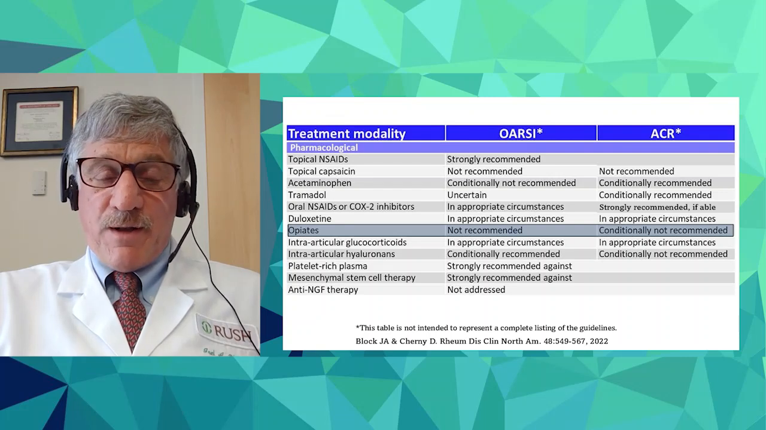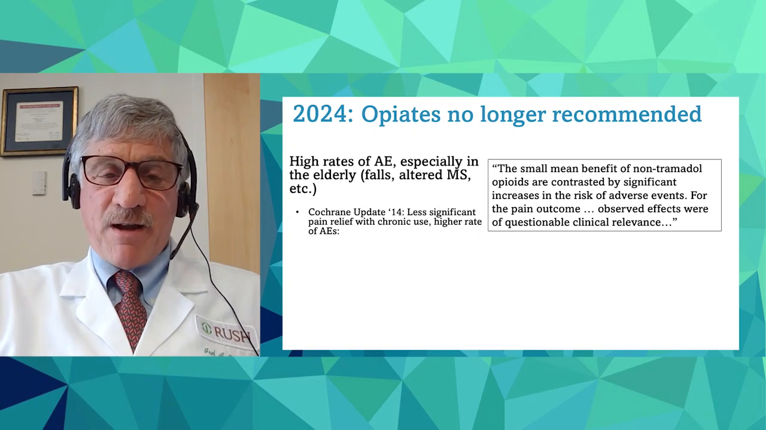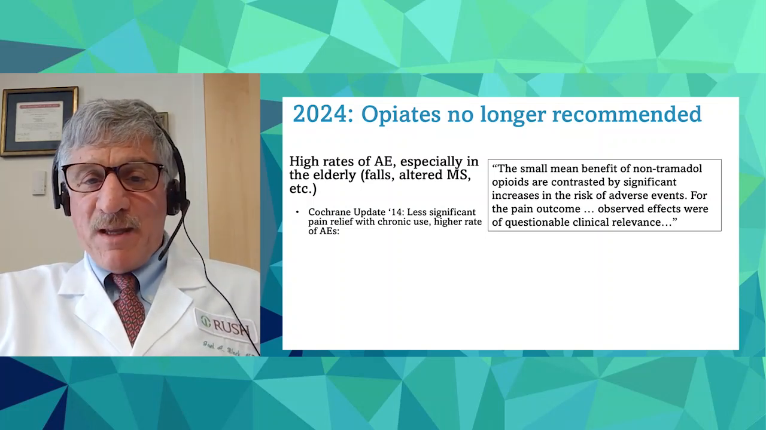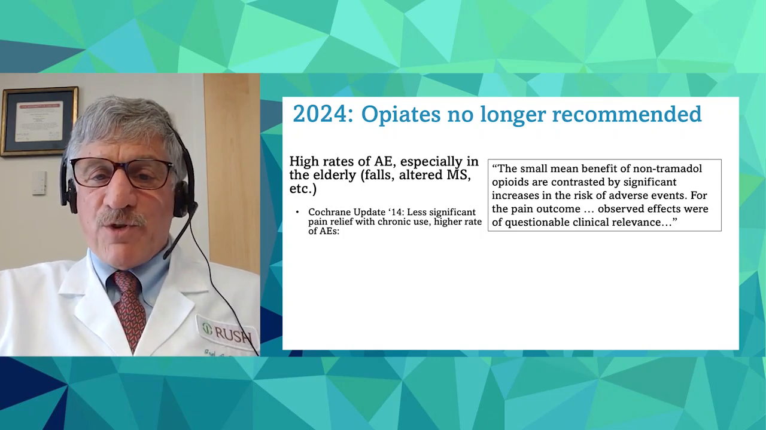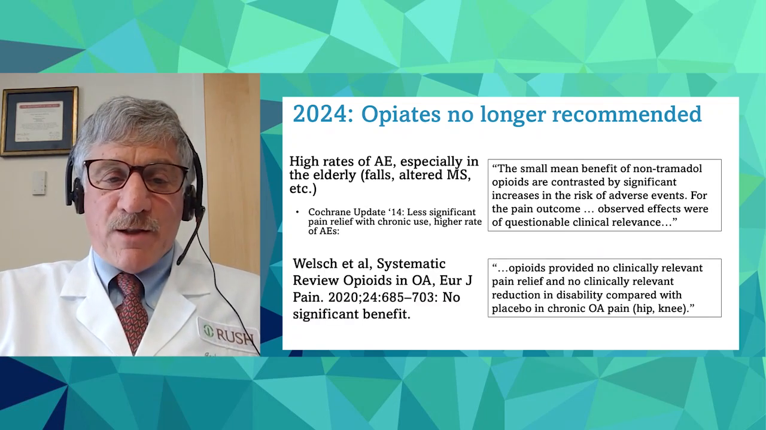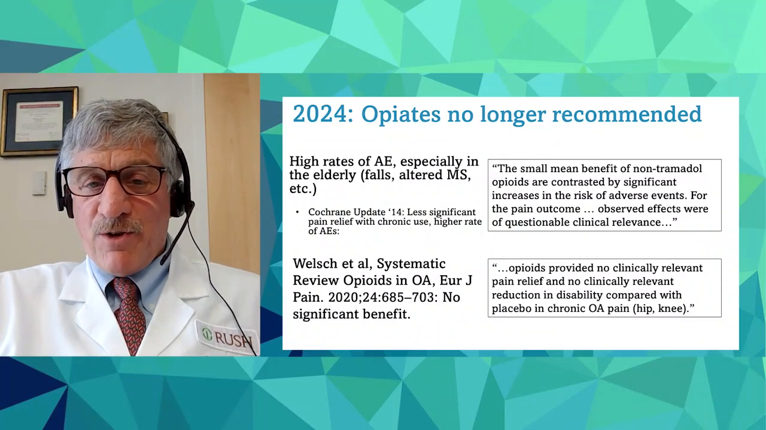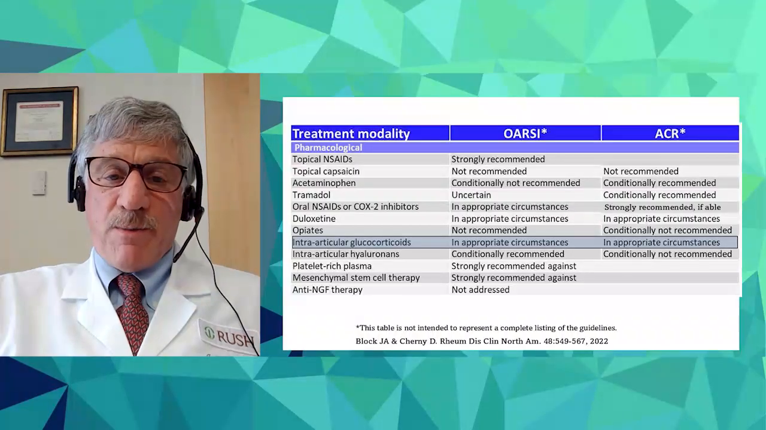What about opiates? Well, new in the guidelines is that they are no longer recommended. Why is this? Well, as you know, there's a very high rate of adverse events, especially in the elderly, with falls and altered mental status. And back in 2014, it was thought that the small mean benefit of the opioids contrasted with significant increased risk of AEs, and so the observed effects were of questionable clinical relevance. Much more recently, in the European literature, a systematic review concluded that opioids provided no clinically relevant pain relief and no clinically relevant reduction in disability compared with placebo in chronic OA pain of the hip and the knee, and they are no longer recommended.